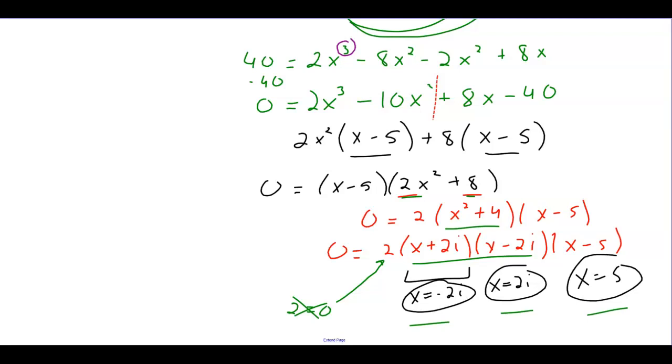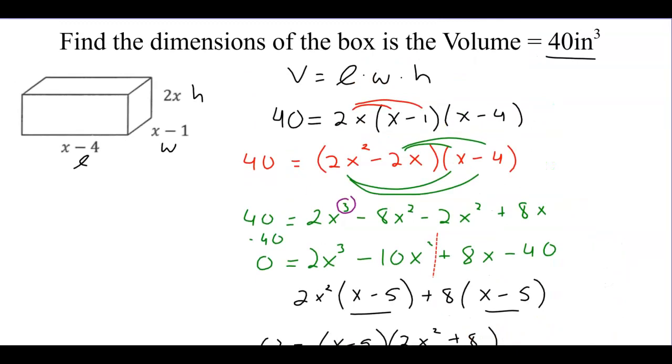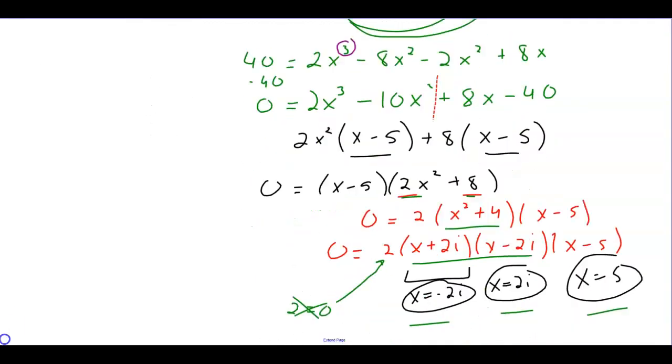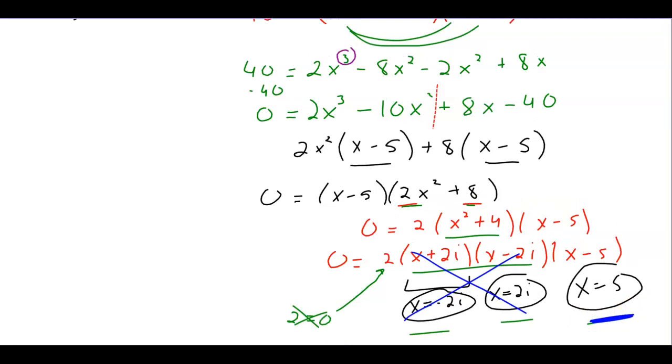Now we need to take this answer and answer the question that they asked. It says find the dimensions of the box. So obviously, the imaginary solutions don't really make any sense in the real world. We did get those. We do know how to solve those algebraically. We've learned how to do imaginaries, but in the real world, that doesn't really make sense for the dimensions of a box. So 5 is our winner chicken dinner.